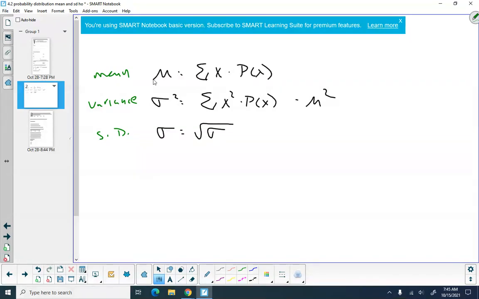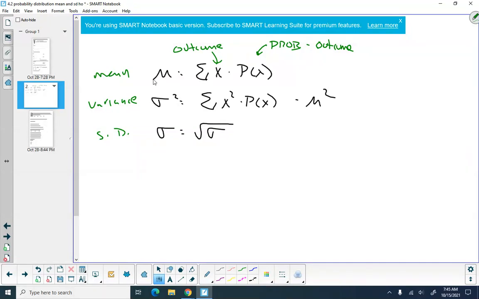The mean is the sum of outcome times probability of the outcome. Once again, this is the outcome, whatever that outcome is, and this is the probability of the outcome. Whatever that probability is, you multiply those two together and we add them up. That will give you the mean.